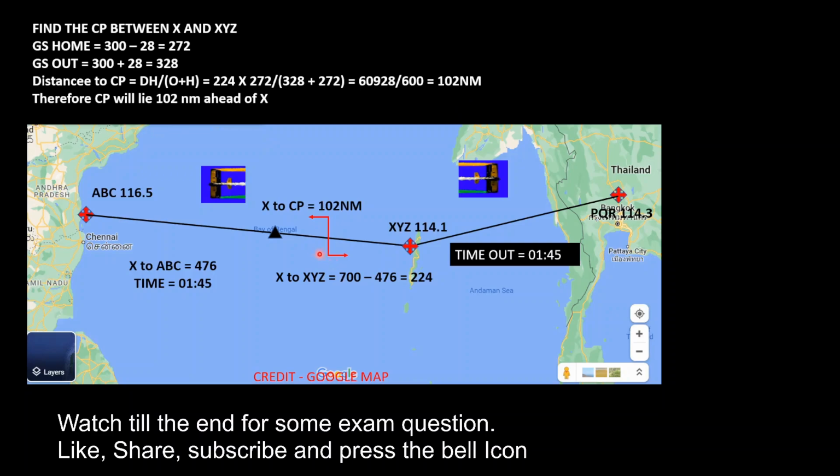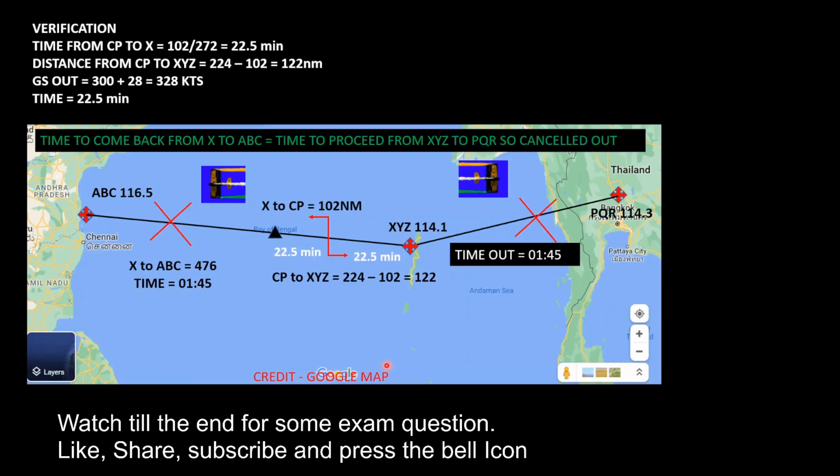So therefore my CP is going to be between these two. Where exactly between these two? 102 nautical miles from the position X. From this point X, my CP will lie 102 nautical miles ahead. After having calculated the distance to the CP, which is 102 nautical miles from the point X-ray, now let us verify our solution. The distance from X-ray to CP is 102 nautical miles.